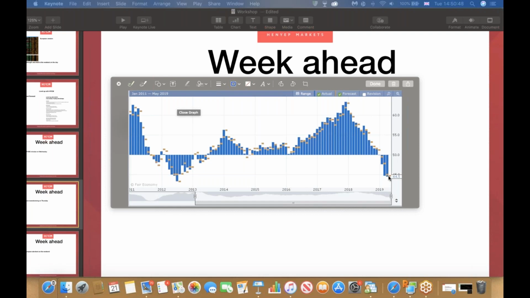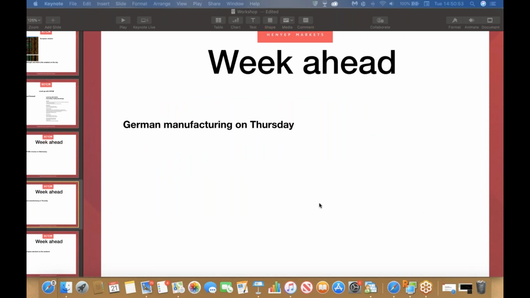If we're looking for a recovery and it drops even further, then we're most likely to see some euro weakness. So that is a big risk event for Thursday. Don't miss that German manufacturing. It is a potential opportunity for trading. A very poor number will see a good few minutes of euro selling on a very weak number.